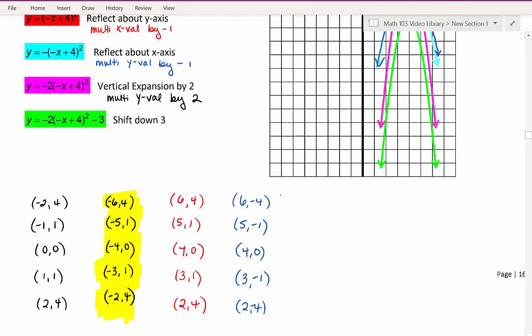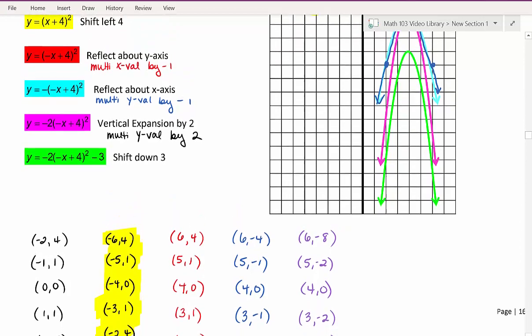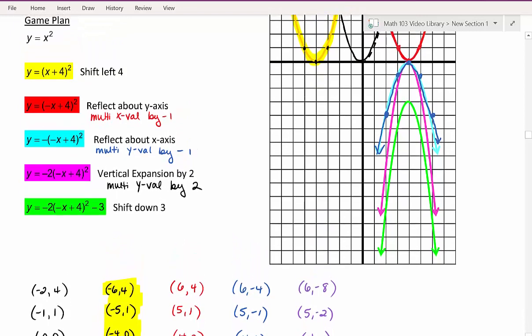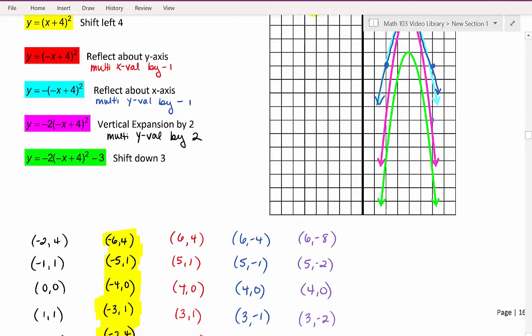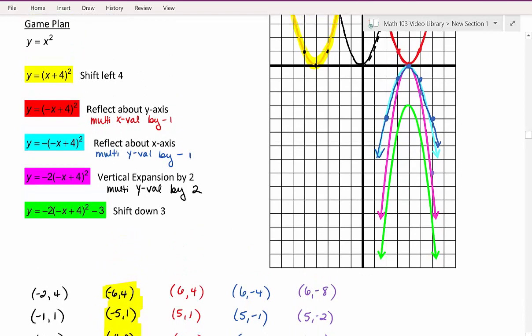Multiplying our blue y values by 2, we get 6, negative 8, 5, negative 2, 4, 0, 3, negative 2, and 2, negative 8. We'll plot these 5 points, draw in our next graph. And there we have our purple graph. We see that the blue graph has been vertically expanded by 2.